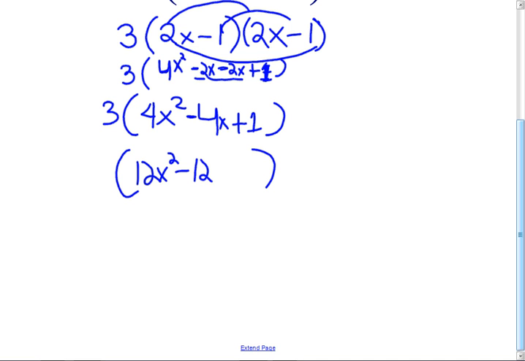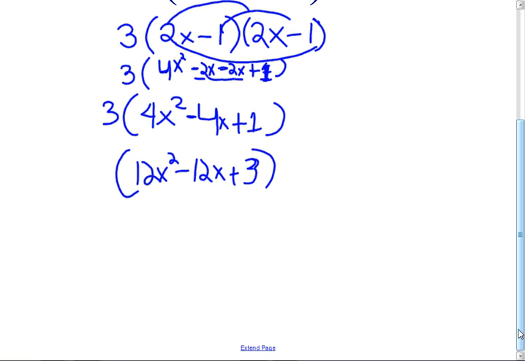Now he's distributing. He's taking 3 times 4, 12x squared, is that okay? And then 3 times this negative 4, which is negative 12x. And look how beautiful your handwriting is. Oh, yeah. And 3 times 1. Do I need these parentheses? No. Is it going to hurt me to have them? No. Okay, Julian, did you get that answer?